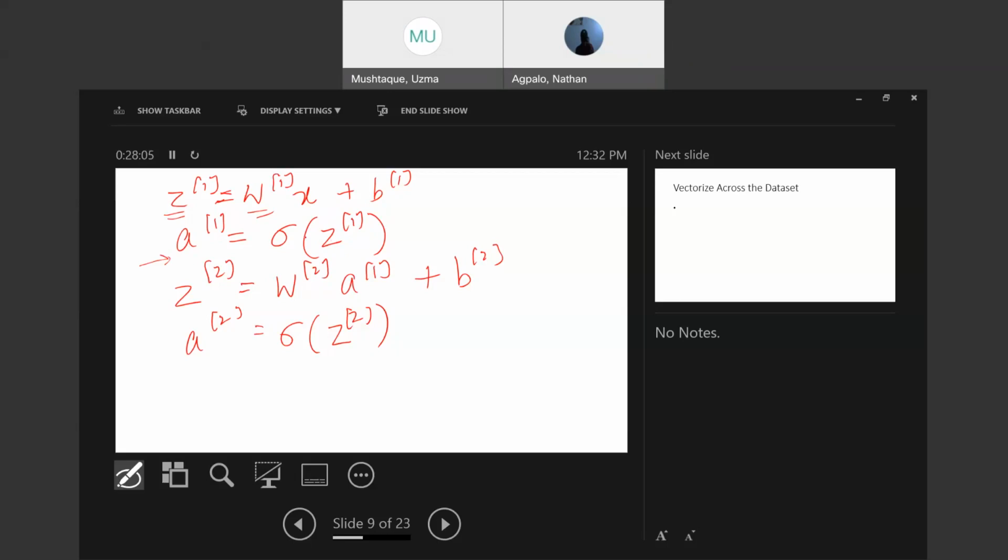Let me see if I talked about everything. Yeah, and then definitely vectorizing these. So instead of a lowercase, use an uppercase, as I said, because it's not just one Z, but multiple. Okay, so this was about how to do the computations in a 2-layer neural network. Okay, so now let's focus on the activation function.